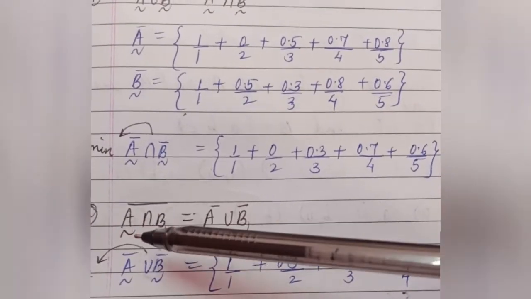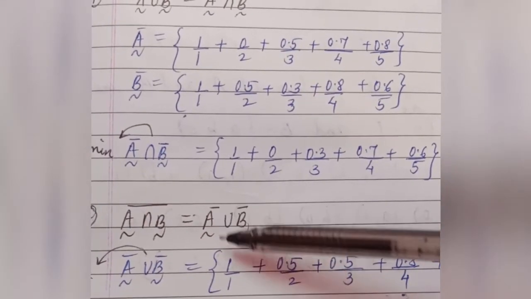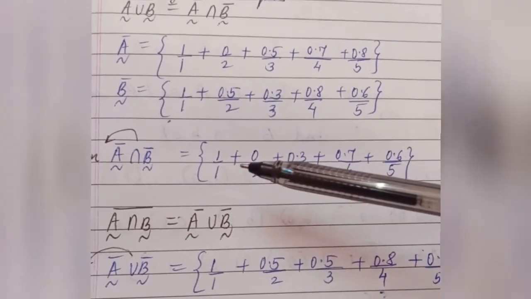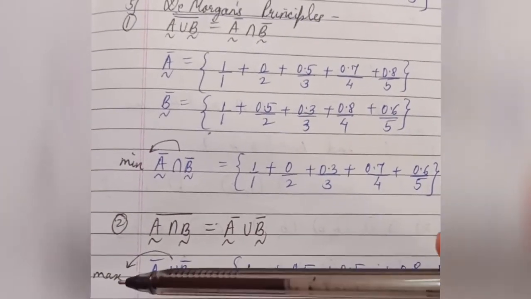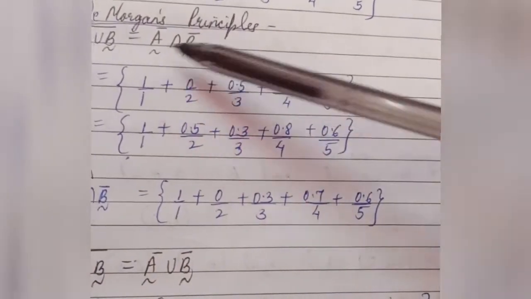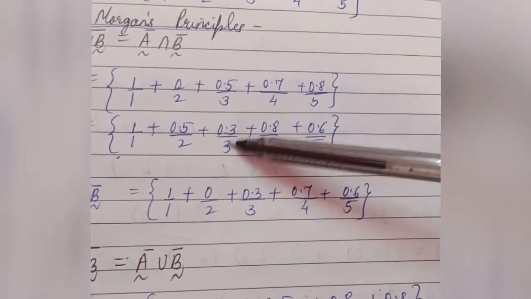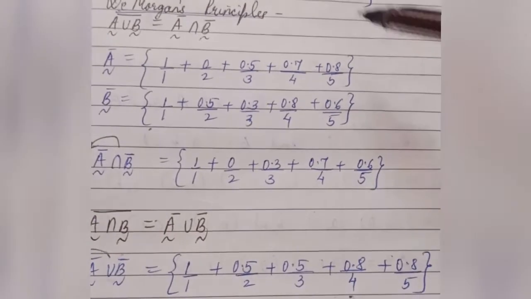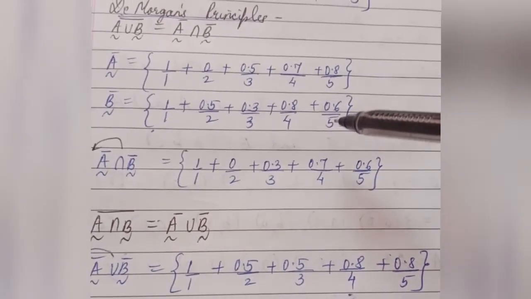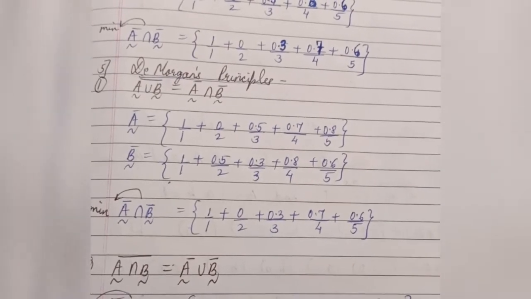For the second principle, A intersection B whole set complement equals A complement union B complement. Consider set A complement and set B complement. Let's start. Compare each element and select maximum. 1 and 1. Here max will be 1. 0 and 0.5, max will be 0.5. Write it as 0.5 upon 2. 0.5 and 0.3, max 0.5. 0.7 and 0.8, select max, that is 0.8 upon 4. 0.8 and 0.6, select max, that is 0.8. Write it as 0.8 upon 5. So this is the A complement union B complement set.